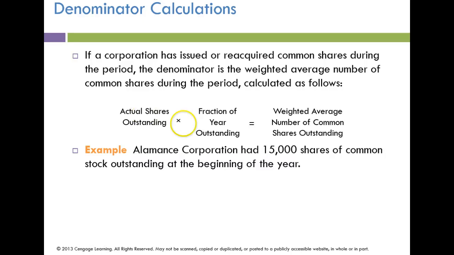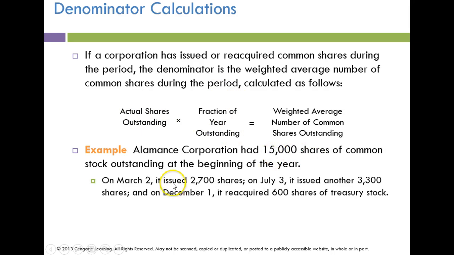But let's say this particular company starts the year with 15,000 shares. Then they purchase or issue 2,700 more shares on March 2nd. So the way you do a weighted average is 15,000 shares are for the whole year, aren't they? This 2,700 shares started in March are actually times 10 months. Then in July, they issued another 3,300 shares. They were in existence for how many months? 6. And then in December 1st, it acquired 600 shares, so that's a subtraction.